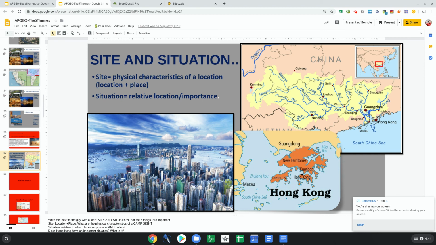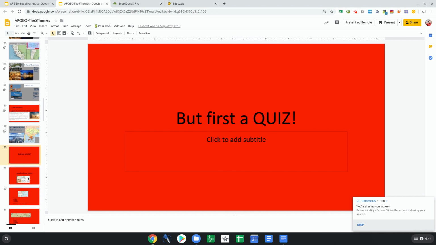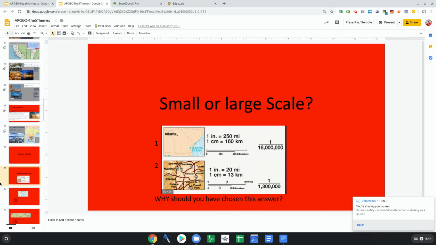Cool enough? I'm going to give you a hint. When I come back, I'm going to give you a quiz. Here's the quiz. Ready? I'm being nice. Which one of these is small scale and which one of these is large scale? And why should you have chosen the answer? You can pause and look at it if you want.